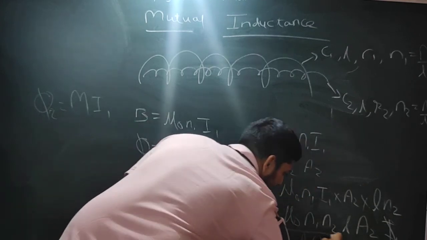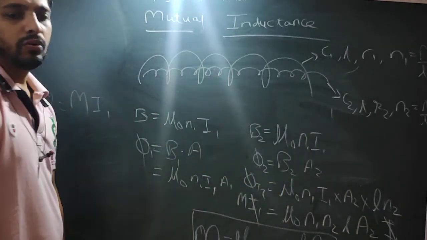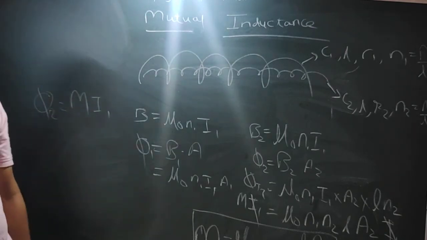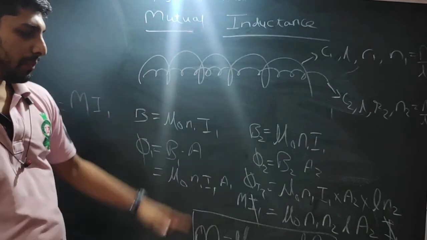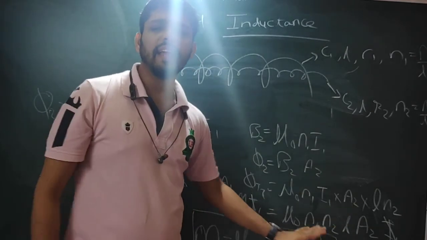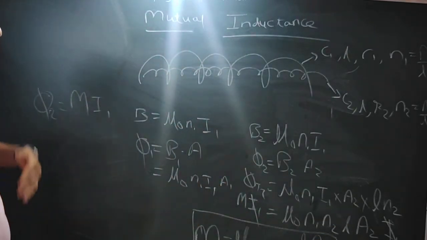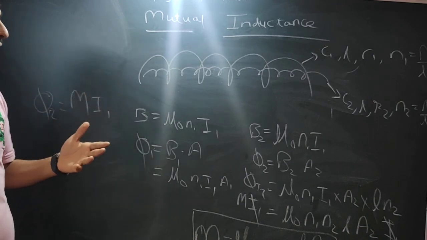The mutual inductance will be equal to this. If you want to write down the area, you can write pi r squared also, because it is circular, but right now we are just keeping the area as A. I hope the concept of mutual inductance is very clear to you.